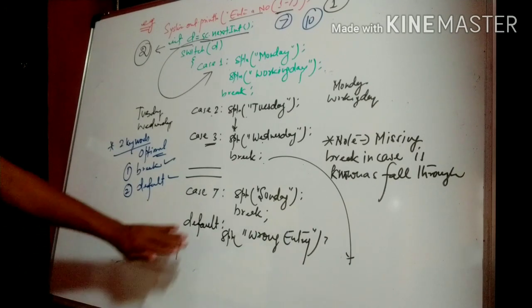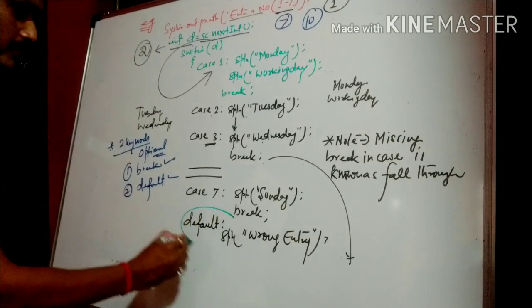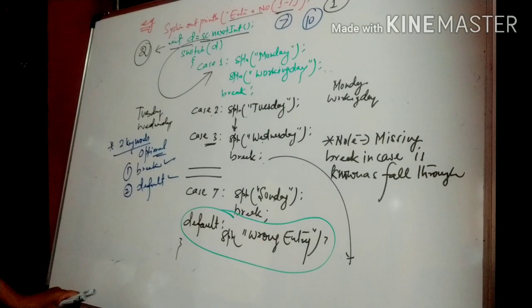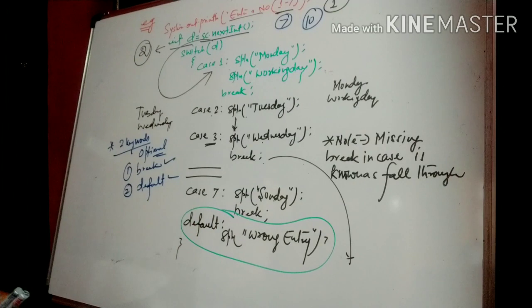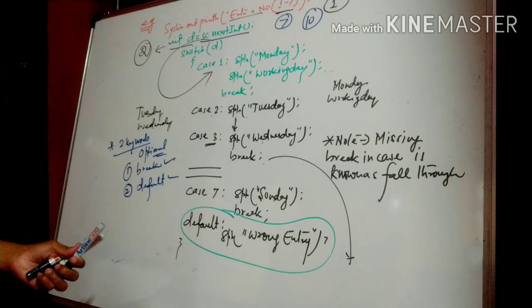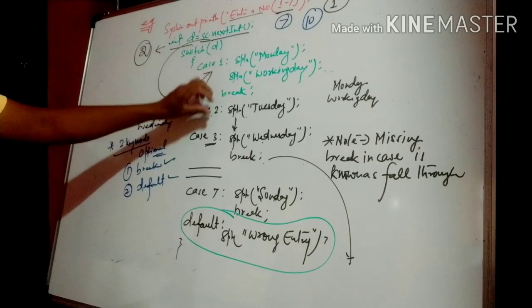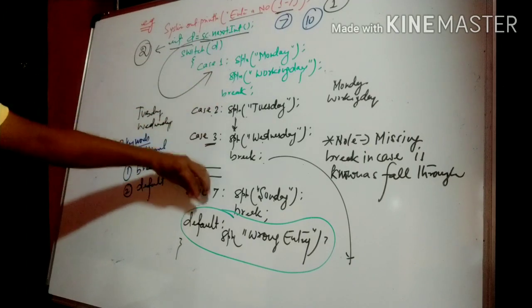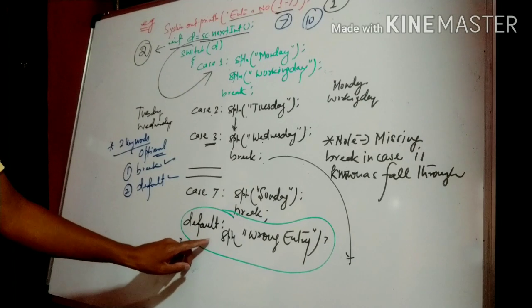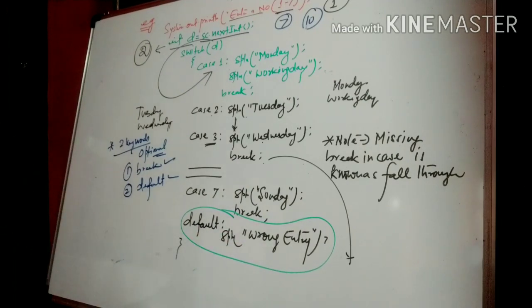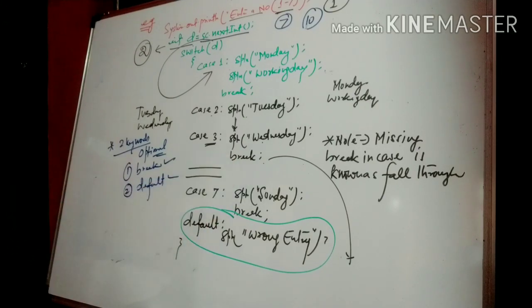And if we do not write default, if you skip this part, that means if anybody inputs 10, we will not get any output, nor will we get any error. So what is the importance? If that particular case is not present, it will print wrong entry, just like an else part. That is the importance of default and break keyword.